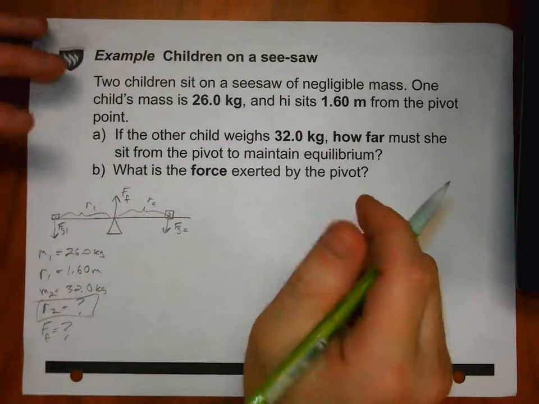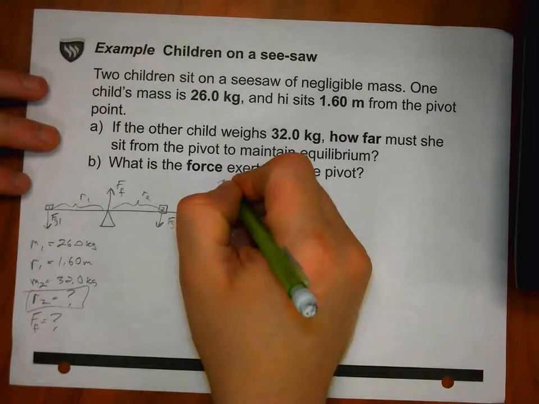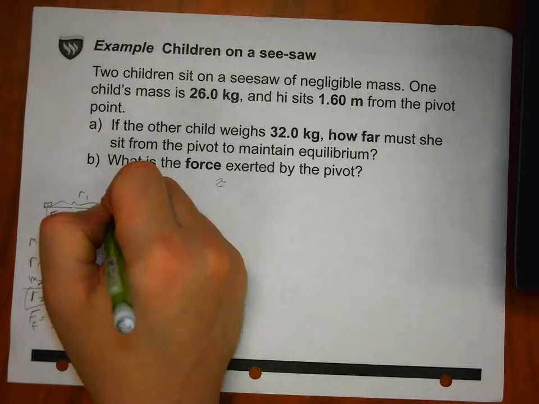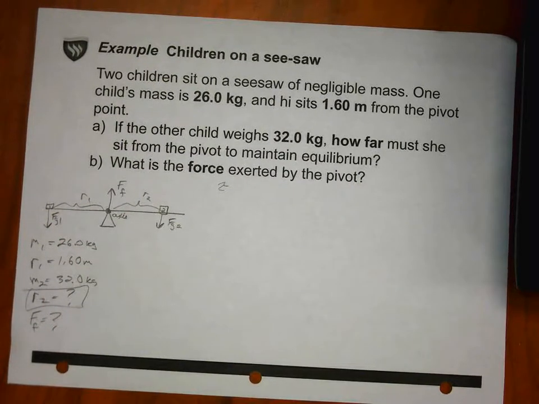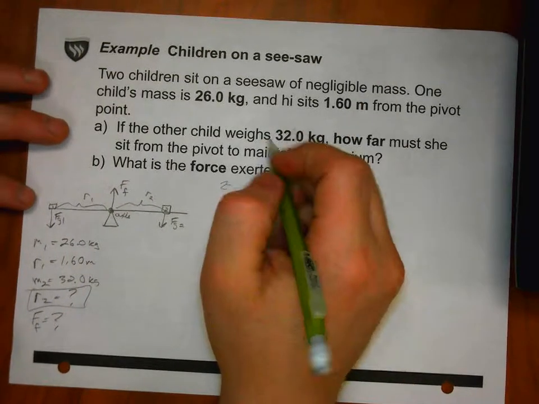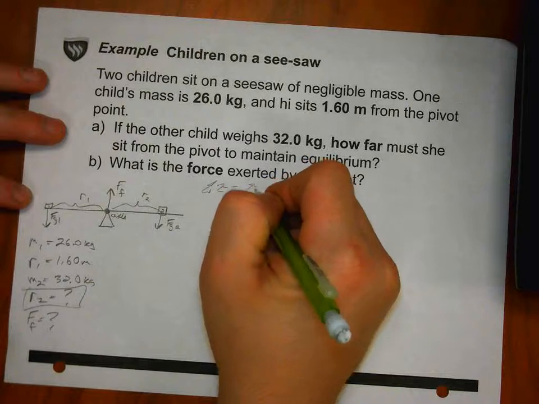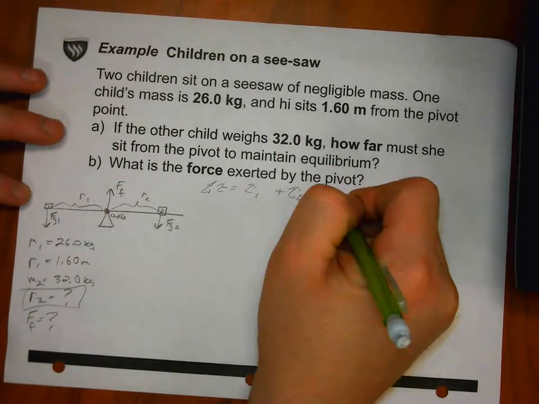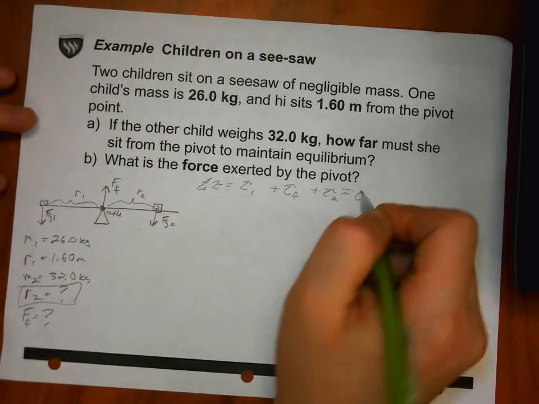The distance of the second child first. So the sum of the torques, let's choose an axis point. I'm going to choose right here. That seems like the most logical, but it's also, because we don't know what the force from the fulcrum is, it eliminates that unknown. So the sum of the torques is equal to the torque 1 plus torque fulcrum plus torque 2. And all that equals 0 because they are at equilibrium.